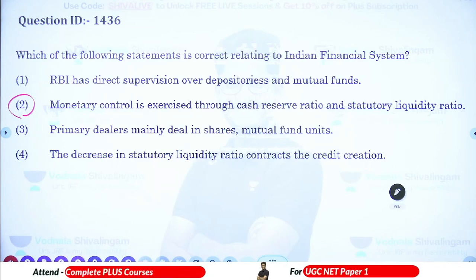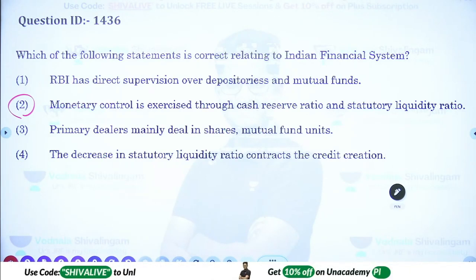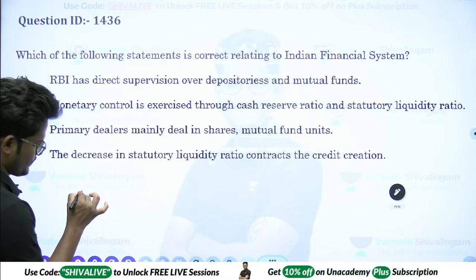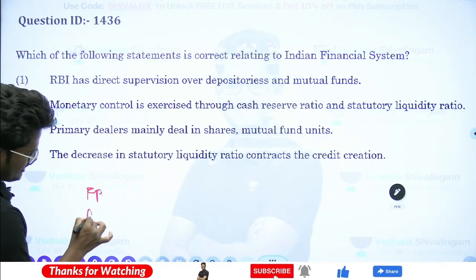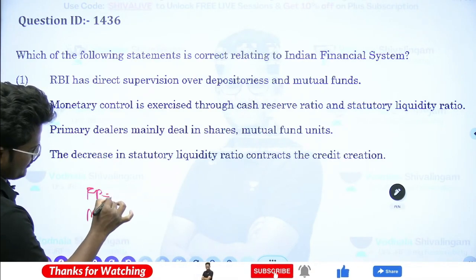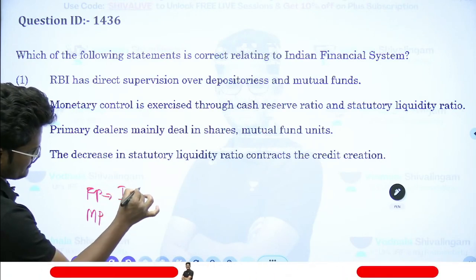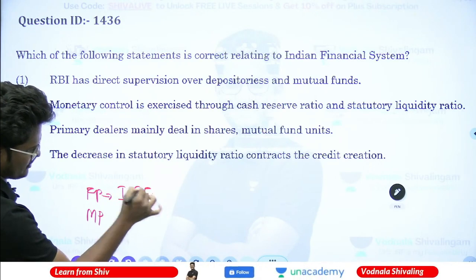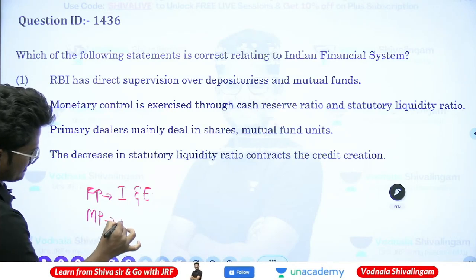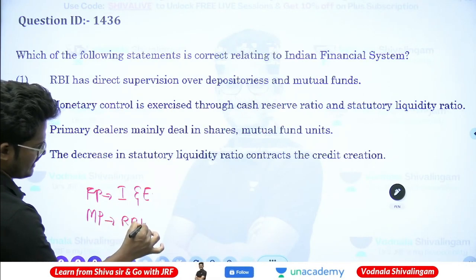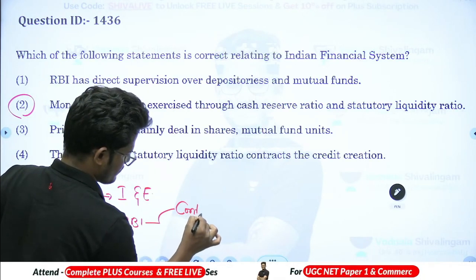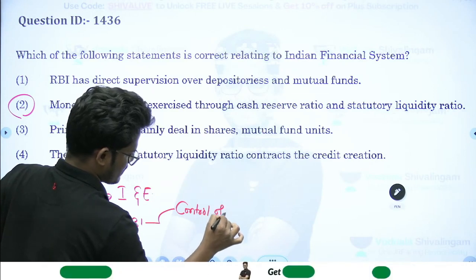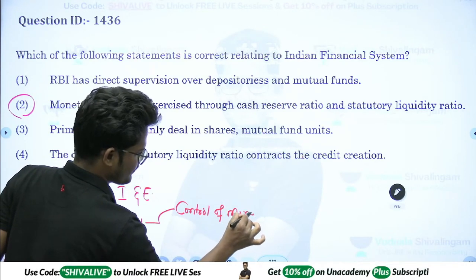Money control is exercised through cash reserve ratio and statutory liquidity ratio. The Indian financial system has 2 types of policy. One is fiscal policy, the second is monetary policy. Fiscal policy is for government income and expenditure, which they prepare; that is what we call the budget. Monetary policy is prepared by the RBI, mainly for the control of money supply in India.